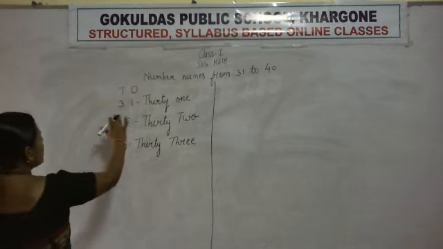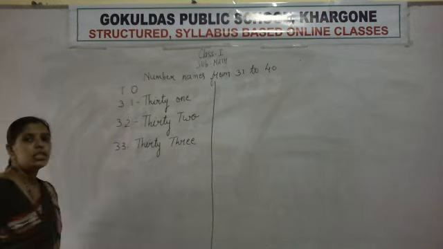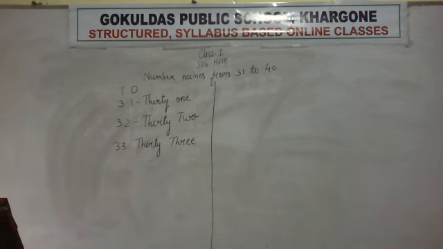Leave one box after each number name. Don't just write continuously one by one. Leave one box so that it will look nice and will not look untidy. 33. THIRTY, 30. THREE, 33.